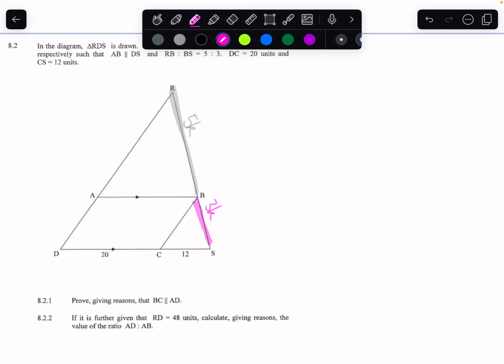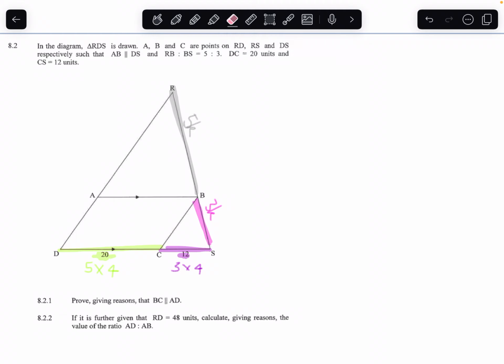We are then told DC is 20. I'm just going to highlight that so that I don't think it's the whole of DS. So DC is 20 units long and CS is 12 units long. So this little bit is 12 units long. And interestingly, this is 5 times 4 and this other one is 3 times 4. So SC and DC are in the same ratio as BS and BR. Okay, interesting. That's just me exploring the lay of the land, seeing what we've got going on.